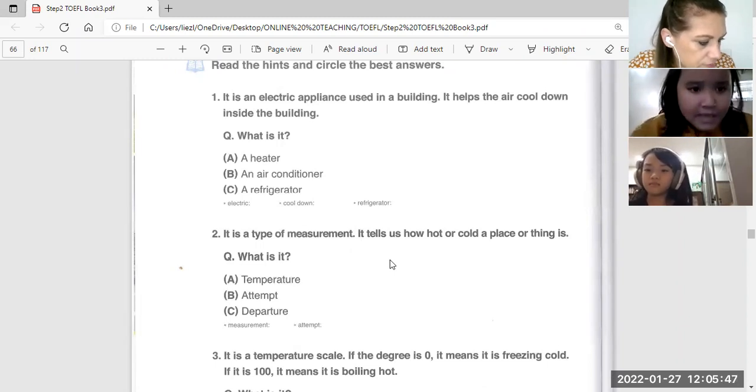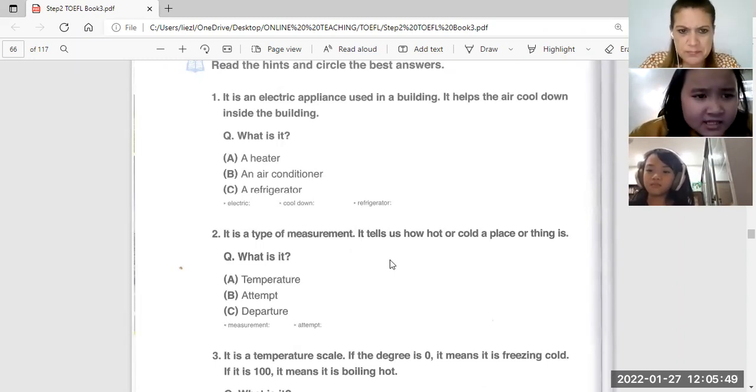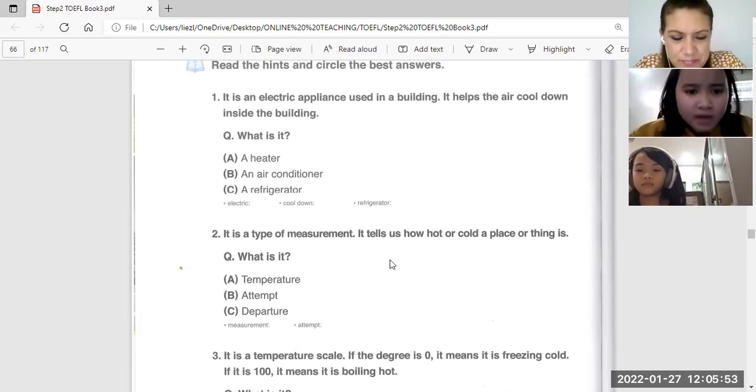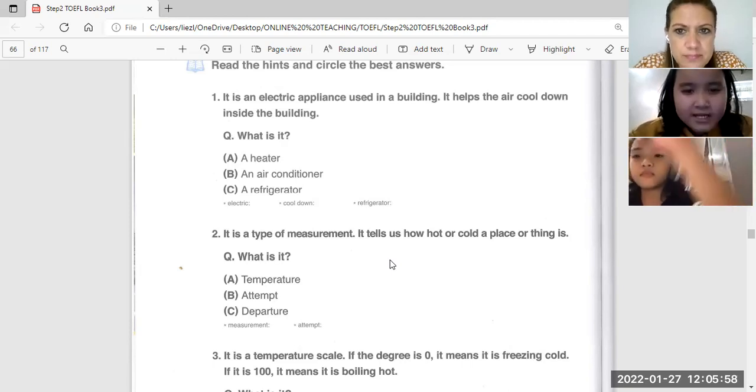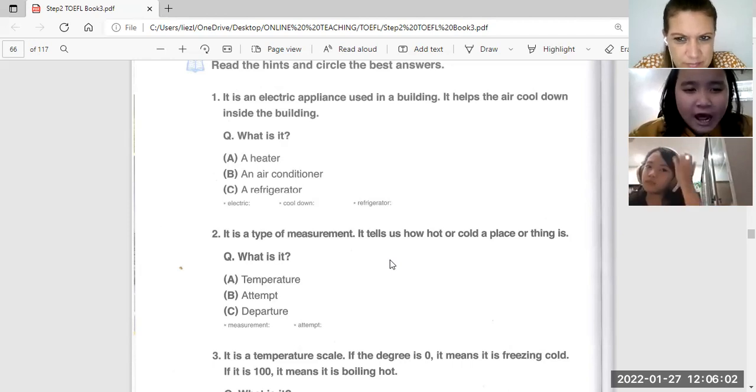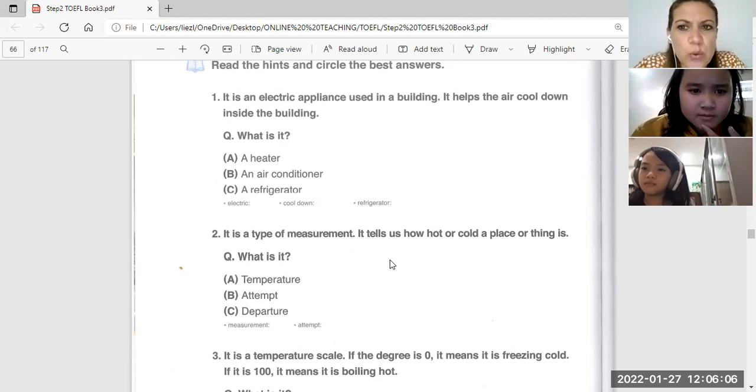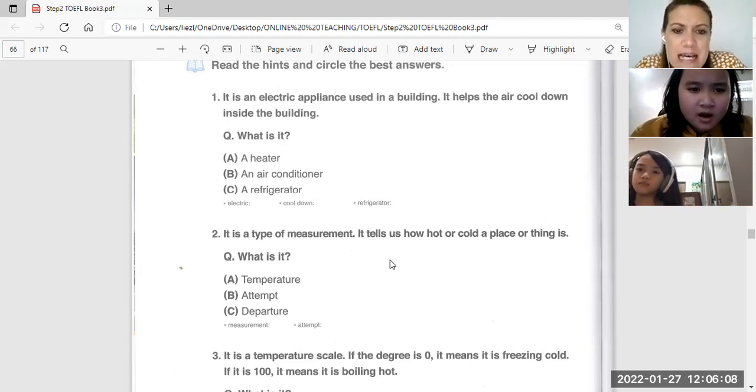Number 1. Is he an Electric appliance. an electric appliance? First is the pudding. It has the cold down inside the pudding. It helps the air cool down inside the building. Air cooling down inside the pudding.